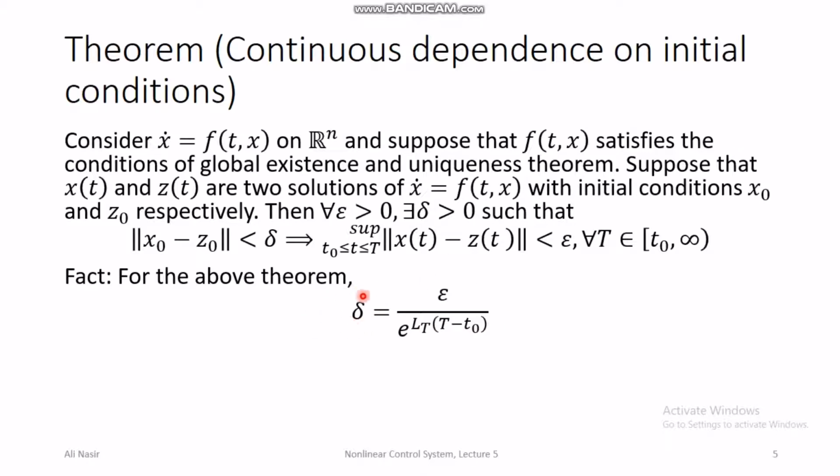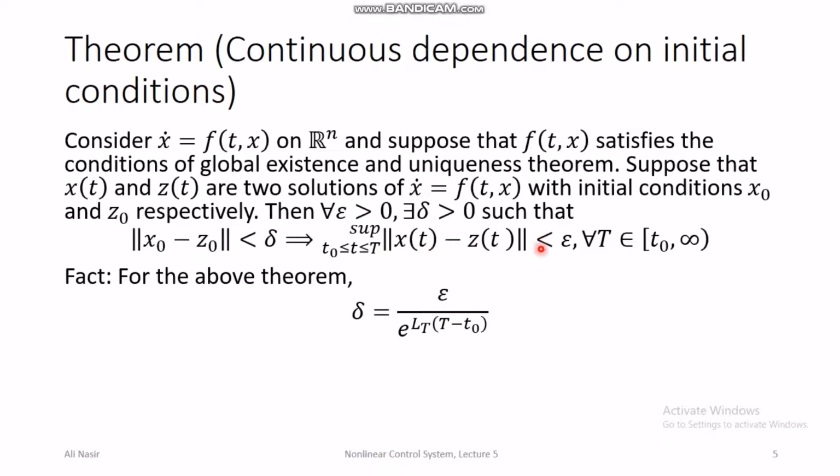So if you keep the initial conditions within delta distance, and you want to keep the trajectories within epsilon distance from each other, then the corresponding delta can be calculated by epsilon divided by e raised to the power Lipschitz constant of this function. So remember that this f of x has to satisfy the global existence conditions, which means that it has to be globally Lipschitz. If it is globally Lipschitz, it will have some global Lipschitz constant L sub t, and then this capital T is the time up to which you want to keep the distance in control.